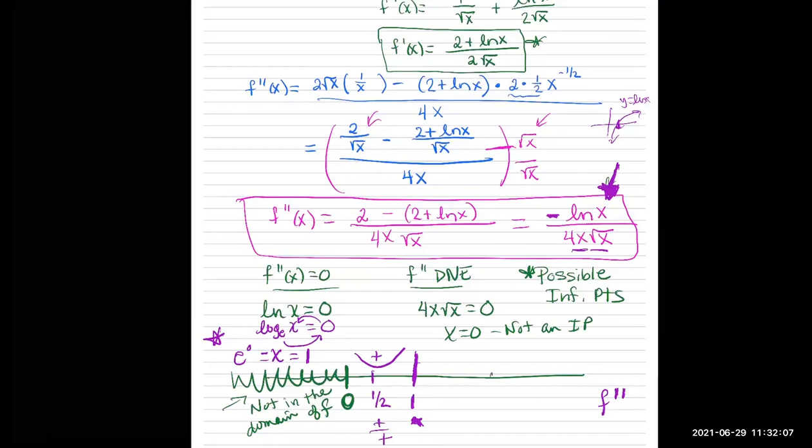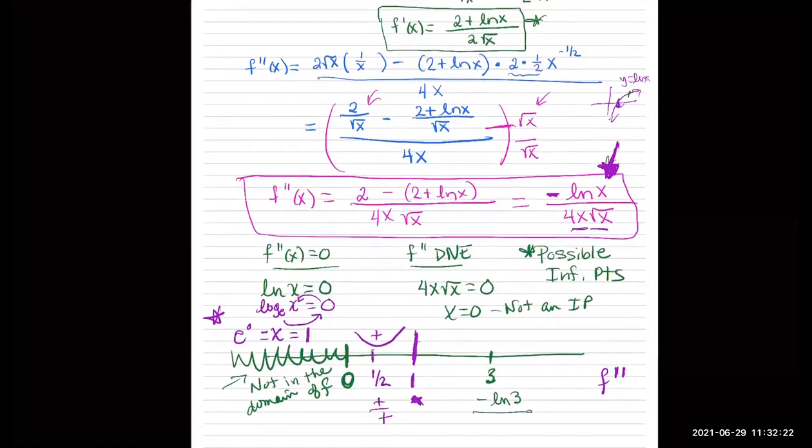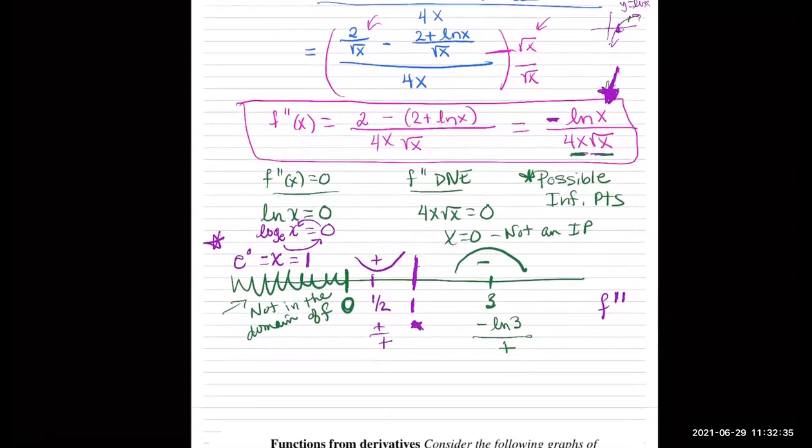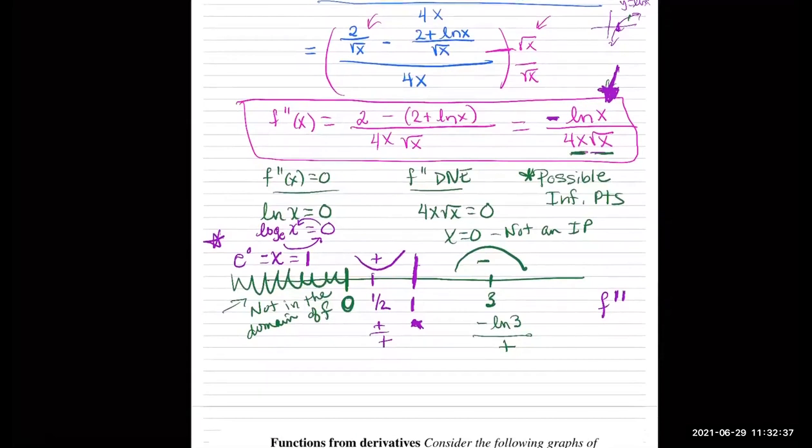I pick something to the right of 1, like 3. Remember, I'm plugging it into the second derivative, so I would have minus the natural log of 3, but the natural log of 3 is positive, so that's negative. If I plug 3 into the denominator, that's a positive answer. So a negative over a positive, so it's going to be concave down there. Any questions at all about that chart before we write down the answer?